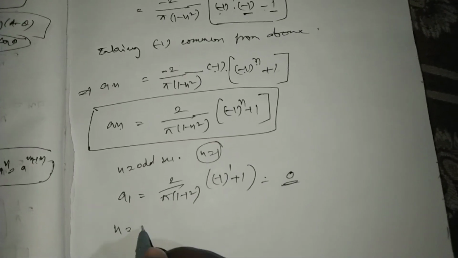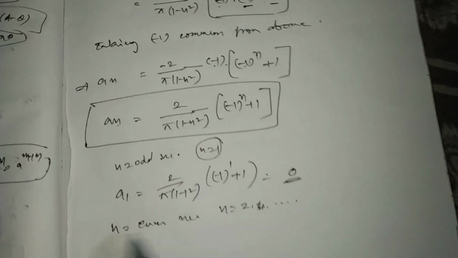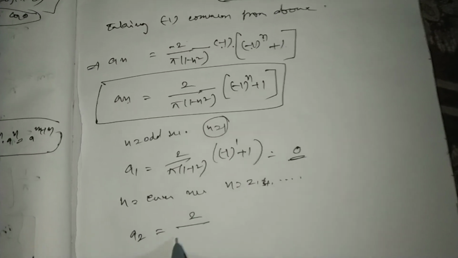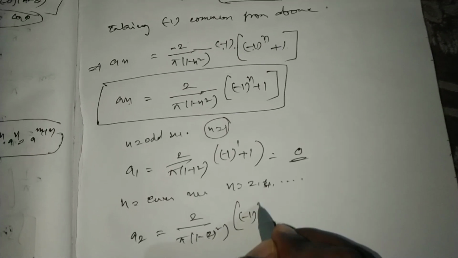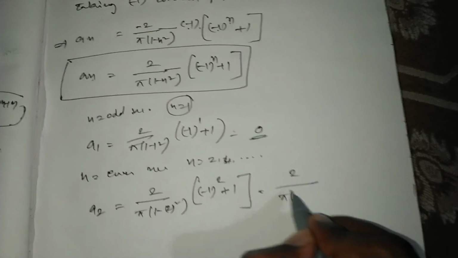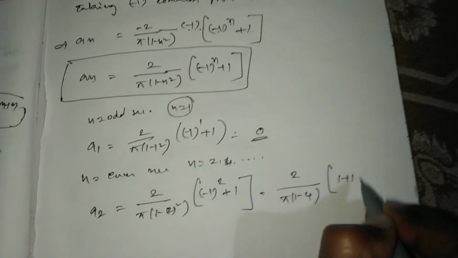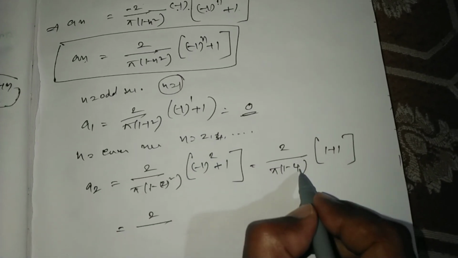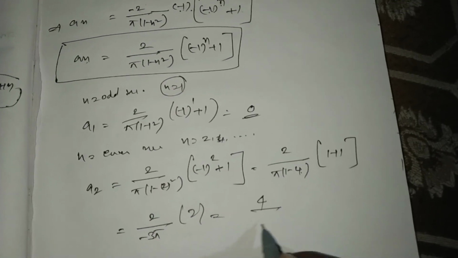If we substitute n equal to even numbers, like n equal to 2, 4, and so on, then a2 is equal to 2 by pi into 1 minus 2 square whole into minus 1 power 2 plus 1, that is equal to 2 by pi into 1 minus 4 into 1 minus 1 square is 1 plus 1, that is equal to 2 by 1 minus 4 is negative 3 pi into 2, that is equal to 4 by minus 3 pi.